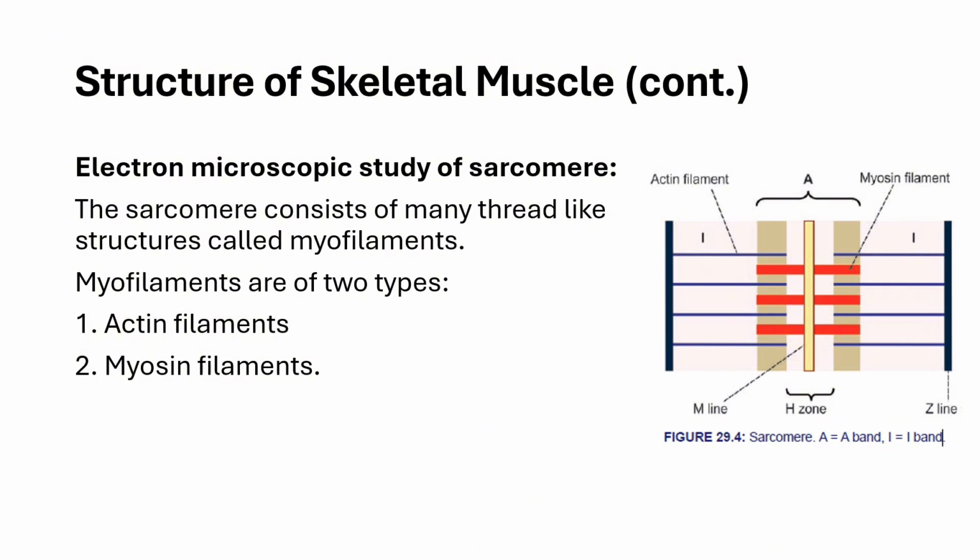The myosin filaments are located in the middle and overlap with the actin filaments in the A band region. The H zone seen in the middle contains only myosin filaments when the muscle is relaxed. Actin filaments are also called thin filaments and they are anchored to the Z line. And myosin filaments are also called thick filaments and they are positioned centrally in the sarcomere.